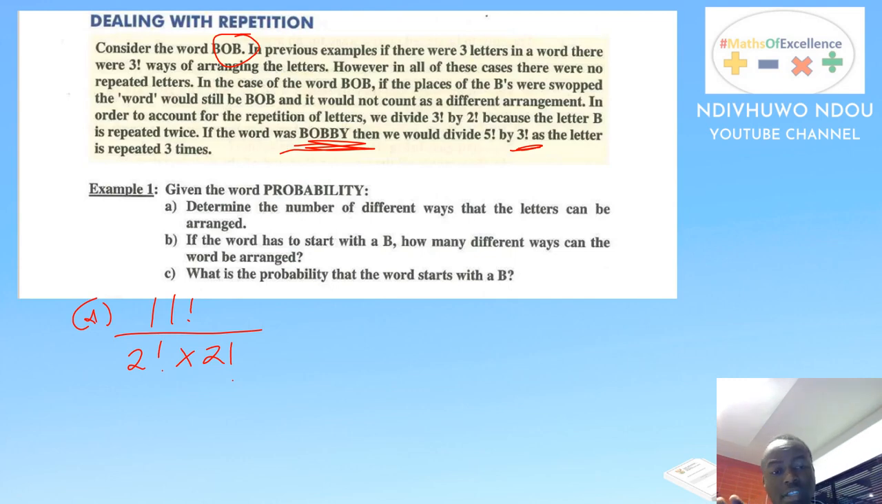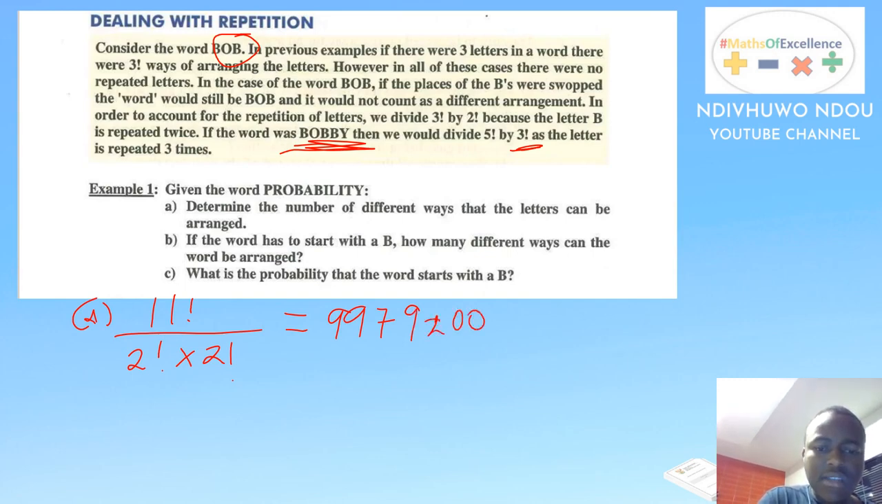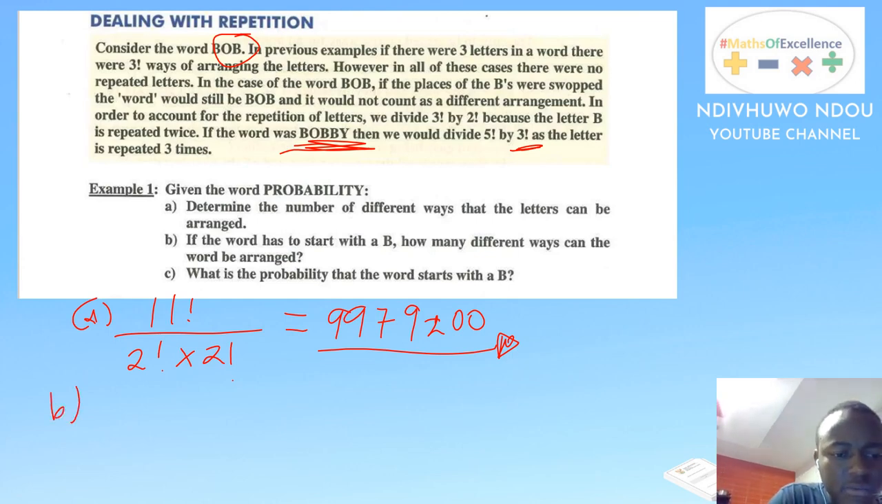In order to arrange all the letters differently, it's 11 factorial divided by 2 factorial because our B is repeating twice, divided by another 2 factorial because our I is also repeating twice. So it's 11 factorial divided by 2 factorial times 2 factorial. It's a huge number, giving me 9979200. So you can see that there are many different arrangements that can be made. Let's move to B.